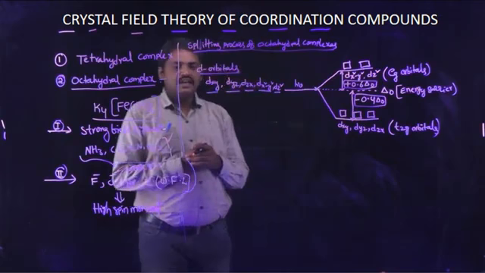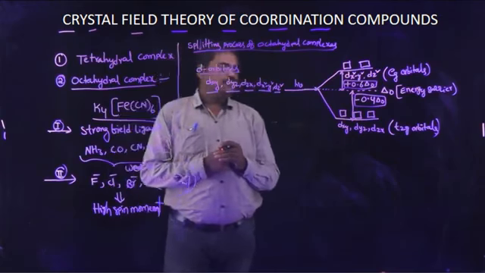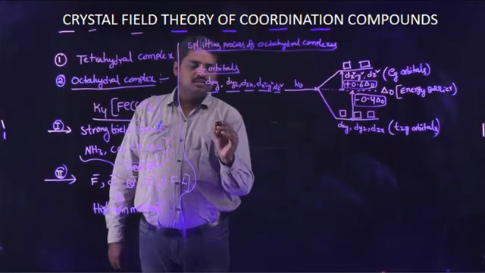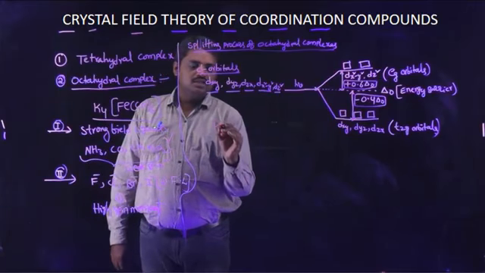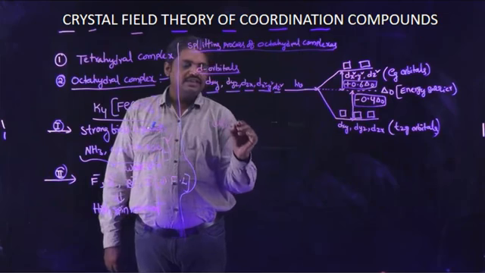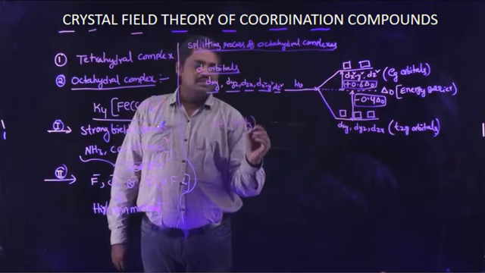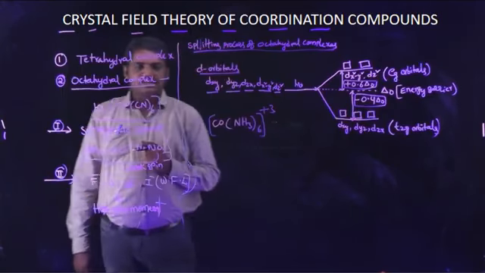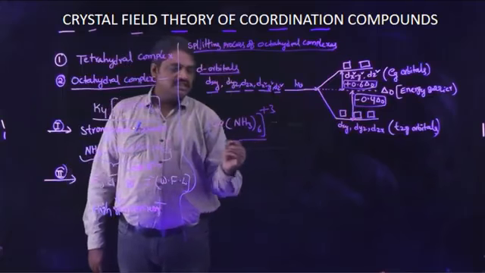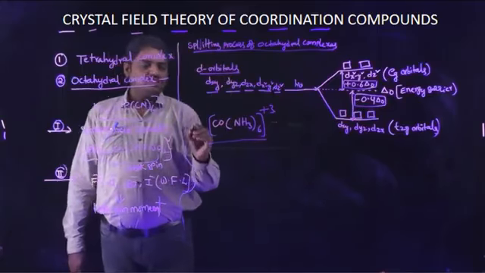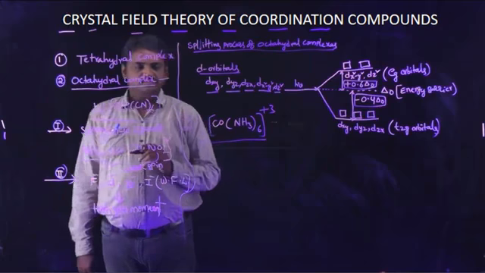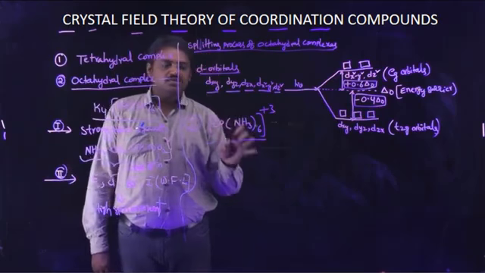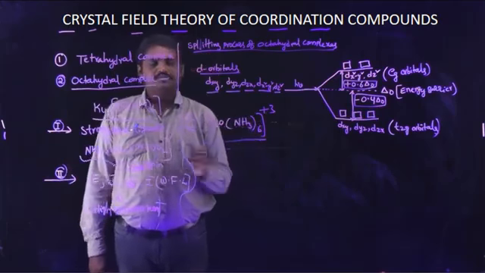So, strong field ligands. For example, one of the complexes taken is [Co(NH3)6]3+. This is an octahedral complex. Okay, students, see the example. This is one of the important octahedral complexes, with a positively charged coordination sphere.